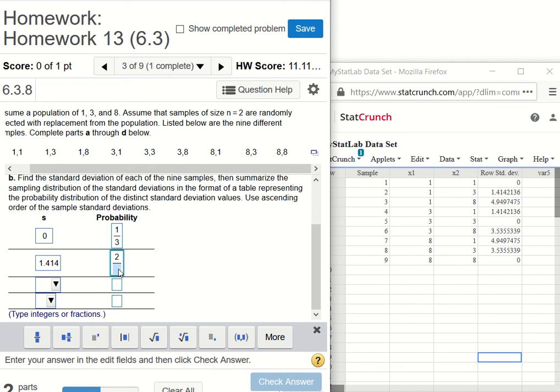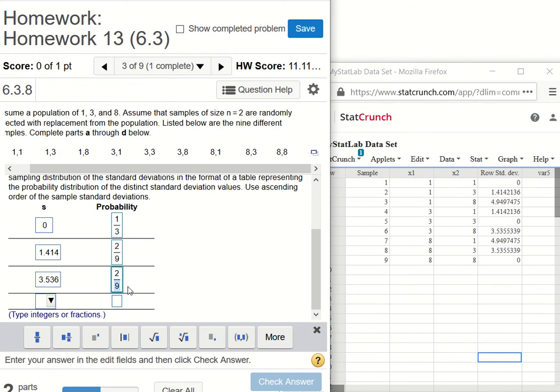2 out of 9. Okay, the next value will be 3.535, right? This one. And the probability of that, how many do we have? 1, 2. 2 out of 9 again. And the last one is 4.95, and the probability of that is also 2 over 9.